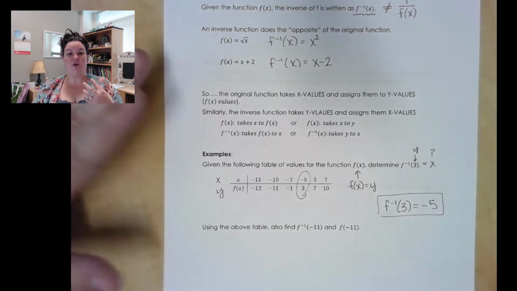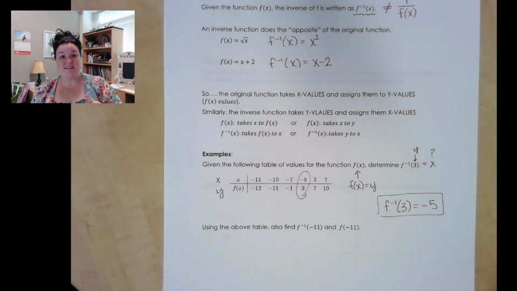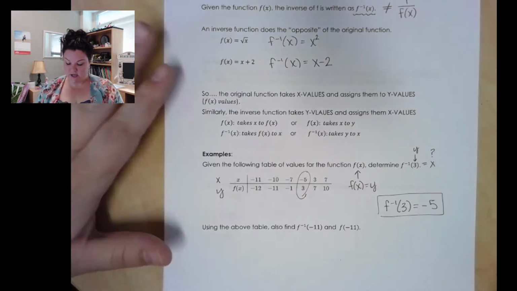So when you have a normal function without the little inverse exponent up there, you're just finding the x and stating the y. If you have the inverse little -1 notation, that means they're giving you the y value and you're having to find the x value, okay? So let's look at a couple more.